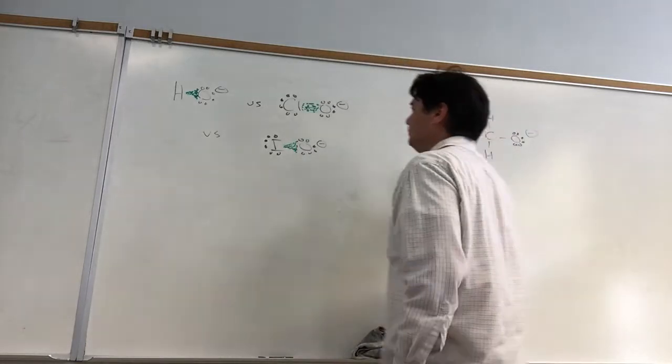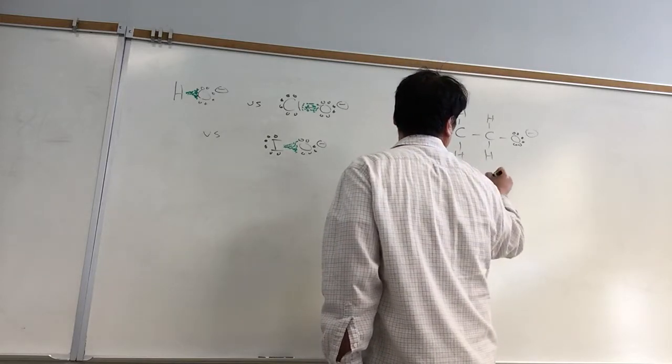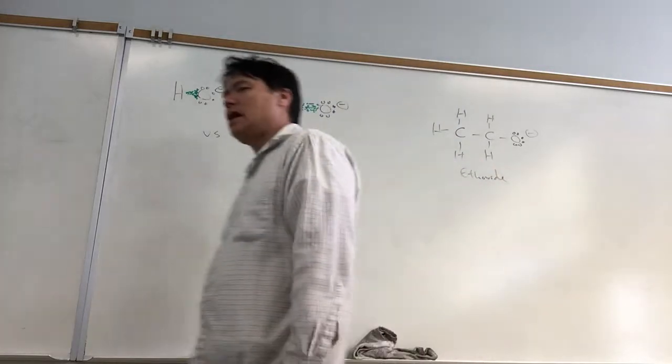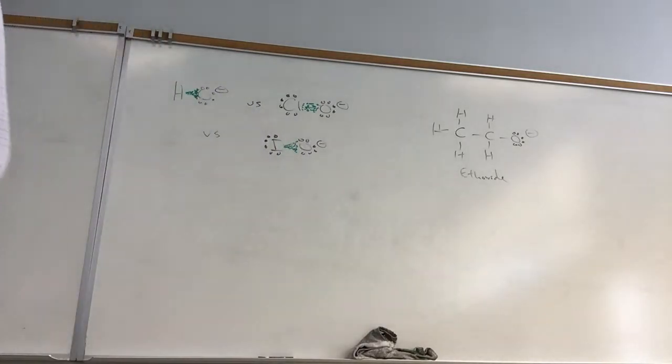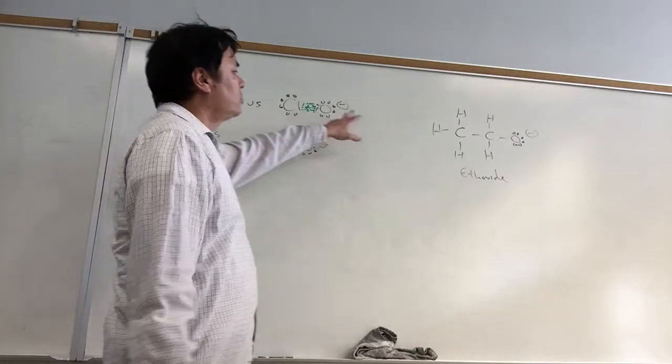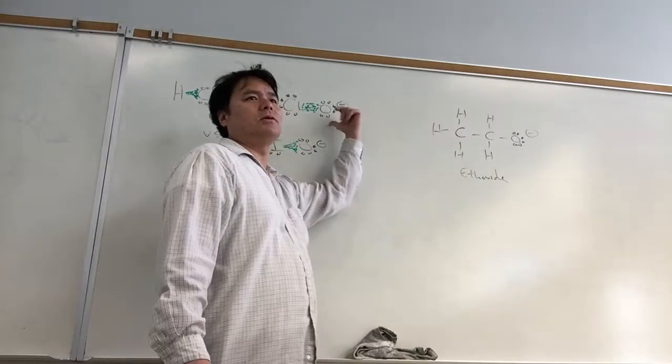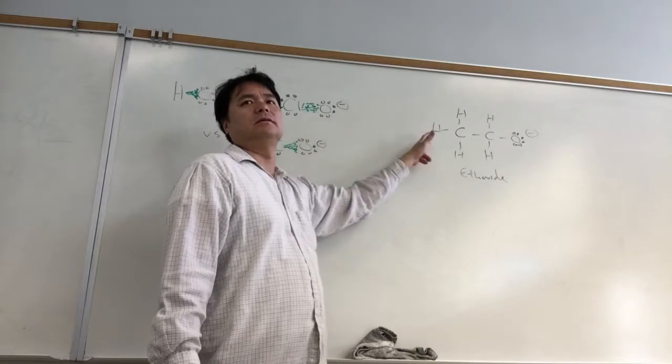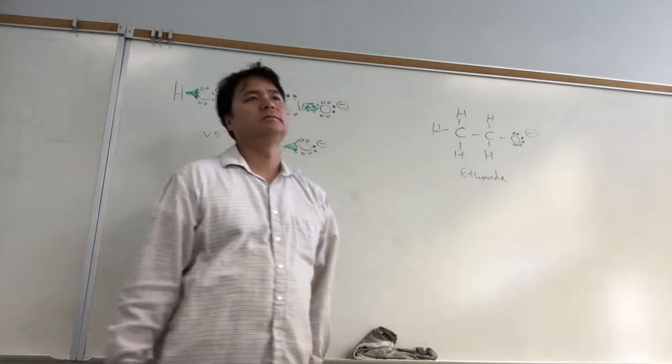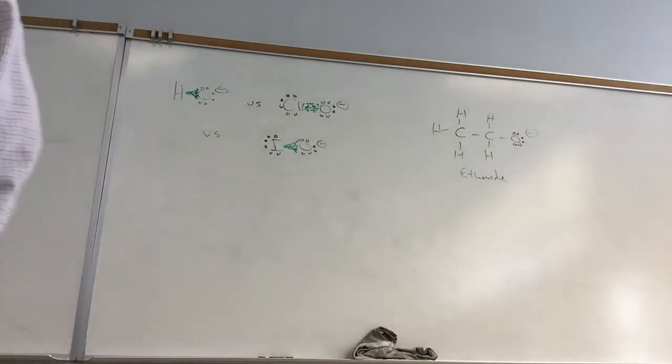What's more basic? This is called ethoxide. Ethoxide versus hypochlorite. Which one is a better base, ethoxide or hypochlorite? Ethoxide? That's true. Ethoxide is a better base.